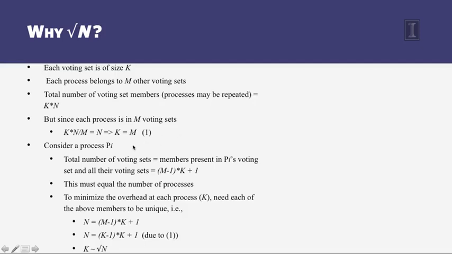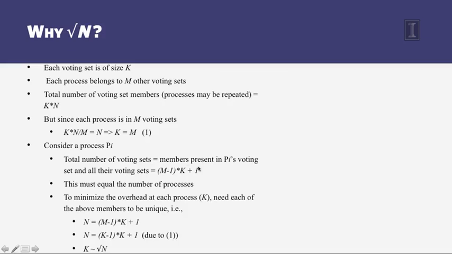Now consider a process pi, right? So the number of voting sets that are there in the system is equal to pi's own voting set, so that's the plus 1 over here. There are k members in pi's voting set, right? There are k processes, and each of those processes has their own voting set, right? So that's the total number of voting sets that is there in the system. Because each of these k voting set members of pi is involved in m total voting sets, but one of them is pi's own voting set, so the remaining voting sets are simply m minus 1 times k. Okay, so that's the total number of voting sets present in the system.